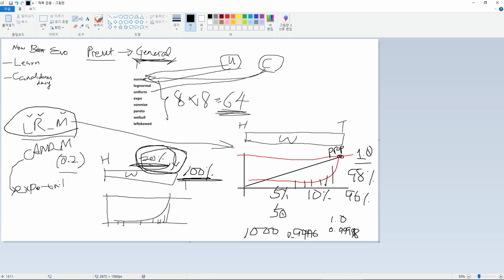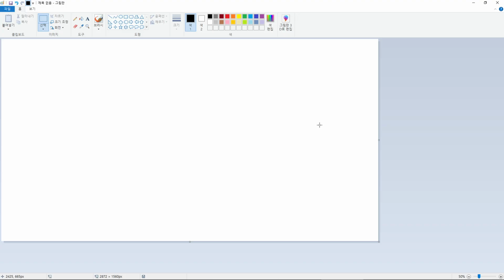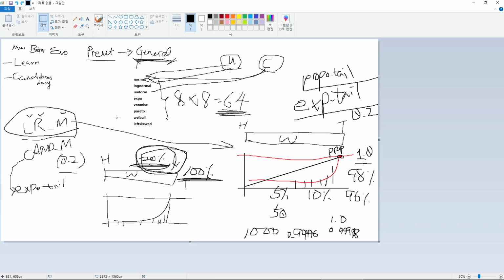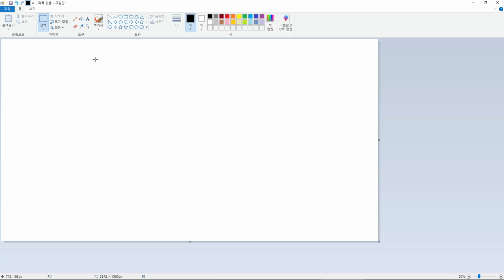So learn rate method is proportional tail, and candidate method is expo tail, with the candidate percentage being 0.2, as in 20%. So that's what is going to be shown, because that's what I've done.